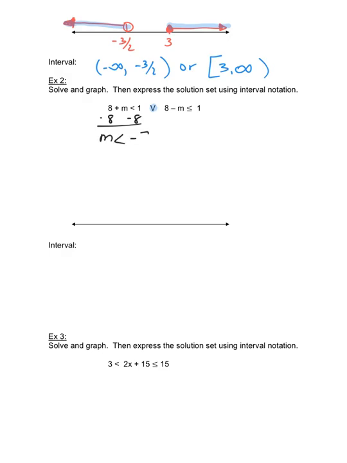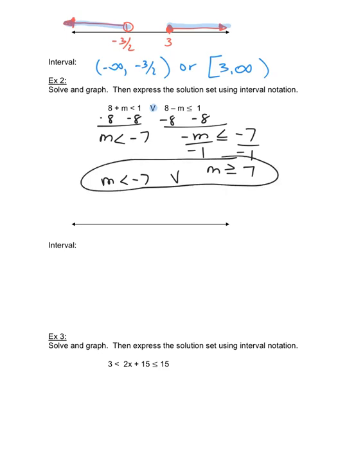I have m is less than negative 7. Subtract 8 here. I have negative m is less than or equal to negative 7. I have to divide by negative 1. That means I have to flip the inequality symbol. So I have m is less than negative 7, or m is greater than or equal to 7. That's my solution set. On a graph, here's negative 7, m is less than negative 7, or m is greater than or equal to positive 7.